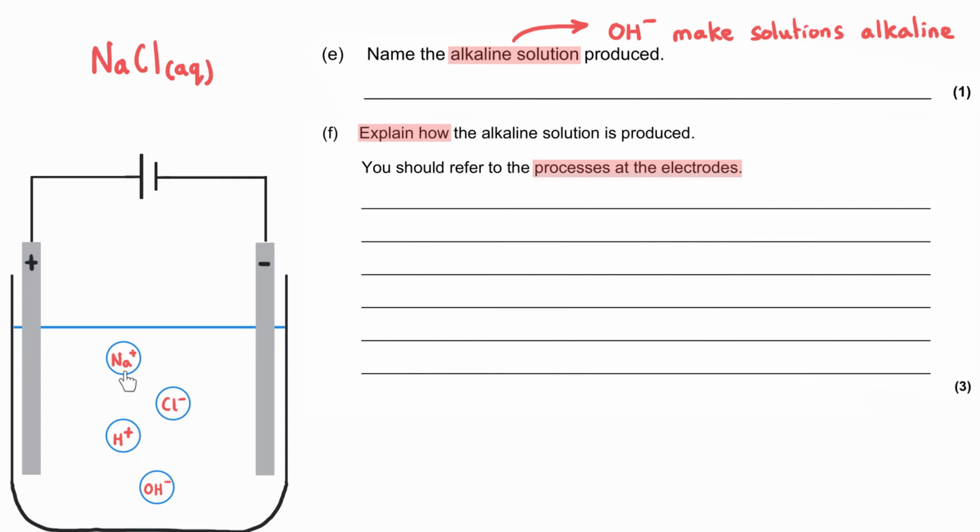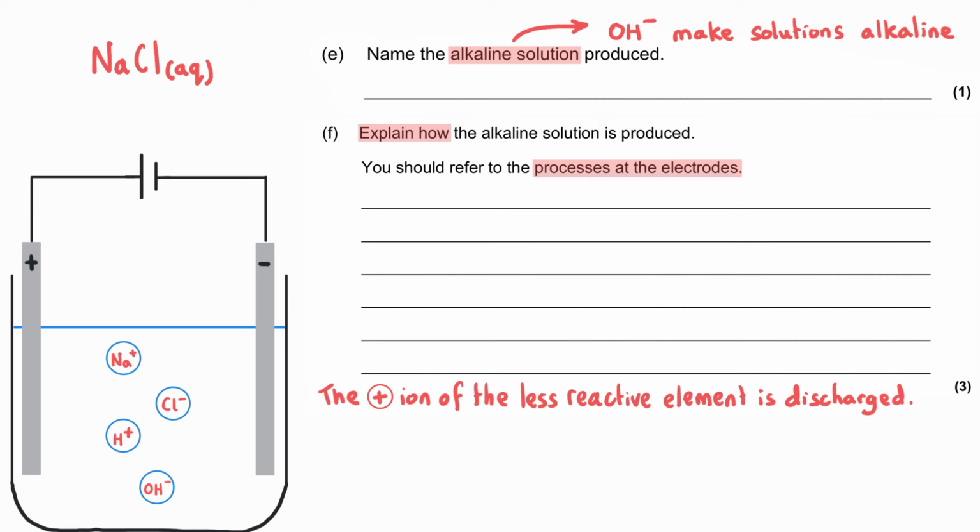So we've got 2 positive ions and 2 negative ions. And in fact, only 1 positive ion will be discharged at the negative electrode and only 1 negative ion discharged at the positive. And you need to remember the rules for working out which ion is discharged. At the negative electrode, the positive ion from the less reactive element is the one that is discharged. And this is because the less reactive substance forms its ions less readily by losing electrons, and therefore it will more easily gain electrons and turn back into the element.